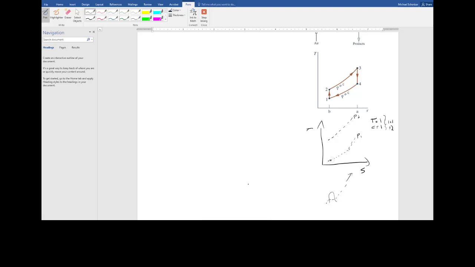I start at my compressor, which is at the low pressure. Because my compressor is ideal, I have a vertical line up to state 2S. I could draw this as a constant line here. And then I'm going to add heat. That keeps me at the same pressure, but increases my temperature to state 3. And then I go through my turbine, which is also isentropic, to 4S.